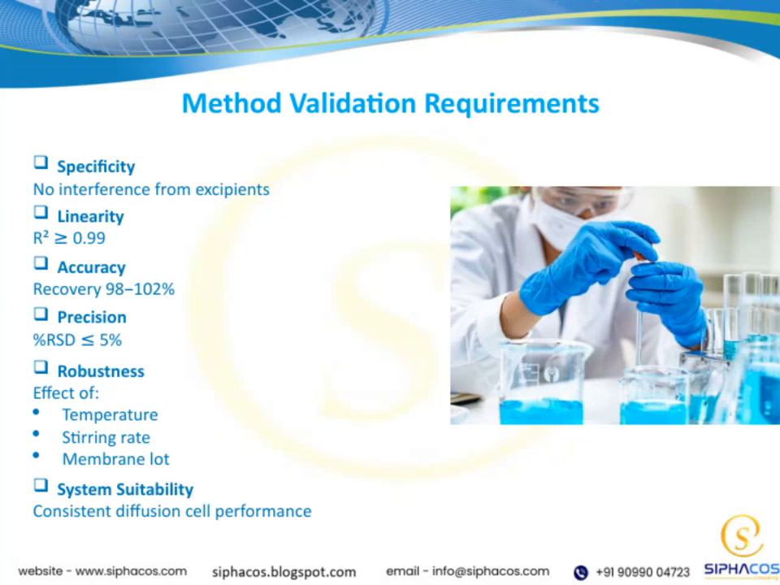When we talk about method validation, there are a few key requirements we need to keep front and center. First, specificity, making sure nothing else, like excipients, interferes with our results. Then, linearity, our data should show a strong correlation, with an R-squared of at least 0.99. Accuracy means our recovery falls between 98 and 102%. Precision is tight, with a relative standard deviation under 5%. We also test robustness, checking how temperature, stirring rate, and membrane lot affect outcomes. Finally, system suitability ensures consistent performance across diffusion cells.